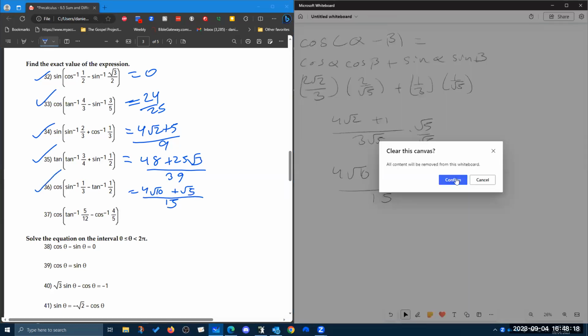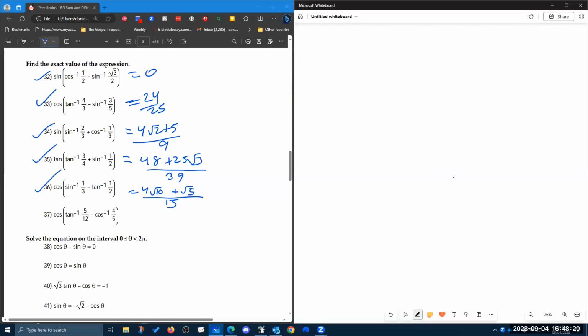And last one for this particular video, tangent is positive. So we got 5, 12, 13. Cosine's positive. So I've got a 3, 4, 5 right triangle. This is alpha. This is beta.